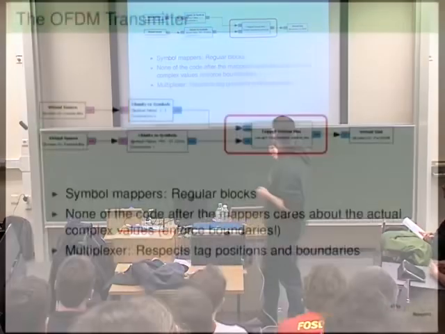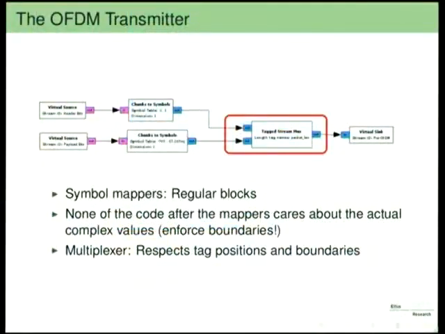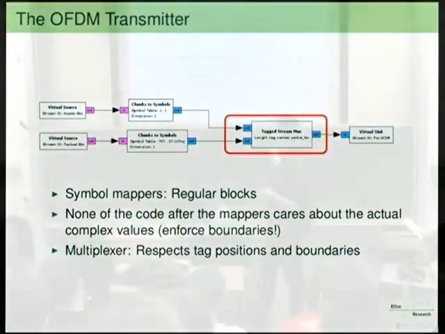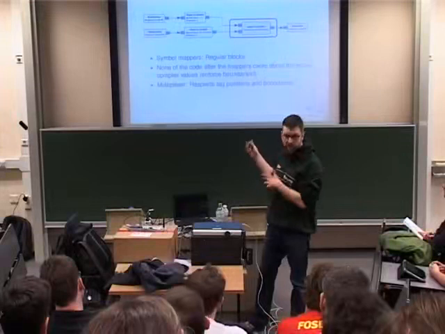And in this case, we have a multiplexer which still understands these packet boundaries. That's also important because, as I said, they'll probably be different lengths. So this guy has a look at what's coming in and does the right thing at the output.